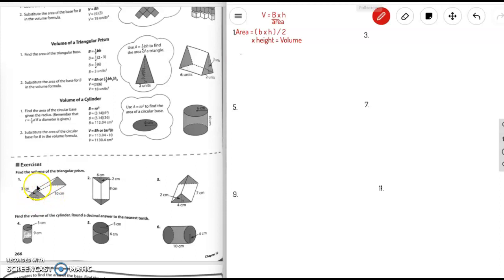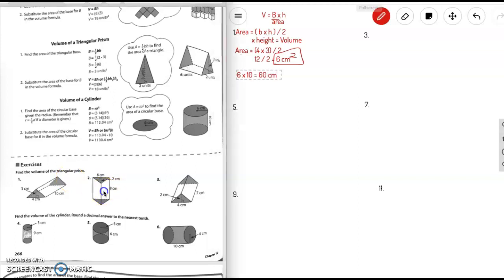So 4 times 3 divided by 2. That's the formula, right? That gives us 12 divided by 2, which is 6. 6 centimeters squared is the area. That's the base, okay? So we're going to do 6 times the height. The height is 10 centimeters. It's just lying flat, okay? So that gives us 60 centimeters cubed, and that is our answer.